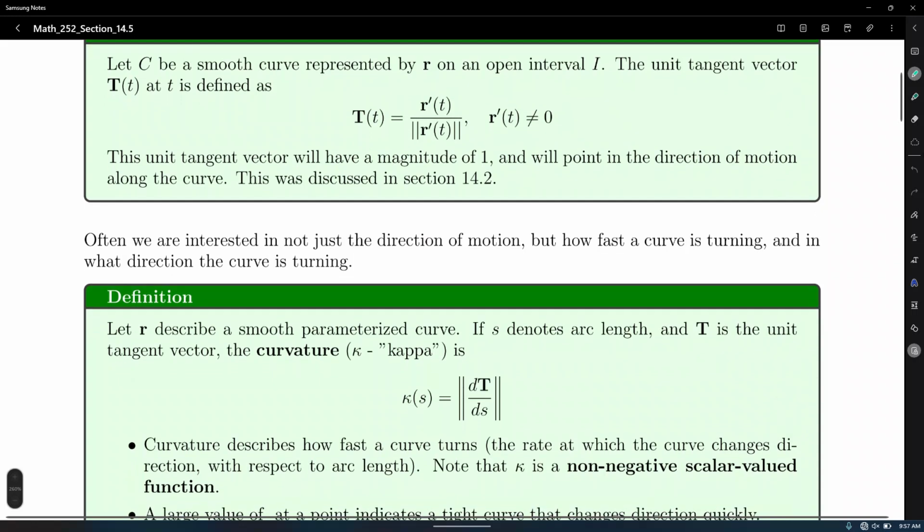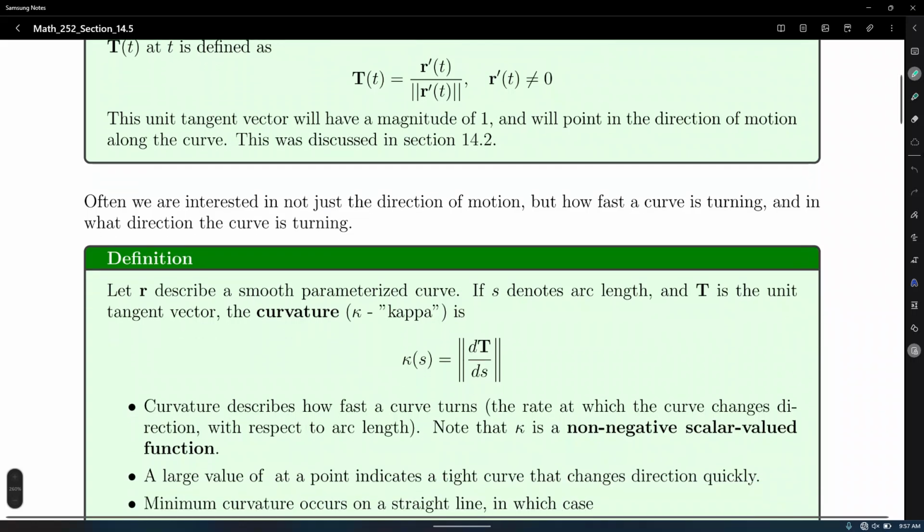Now, here is the new piece of information. We don't just want to know the direction of motion of an object. We also want to know how fast a given curve is turning. Because, for instance, if you think of a parabola versus a circle, clearly, closer to the vertex of the parabola, the curvature will have a larger value than a circle, because it's a steeper curve, right? So it's a more pronounced curve.